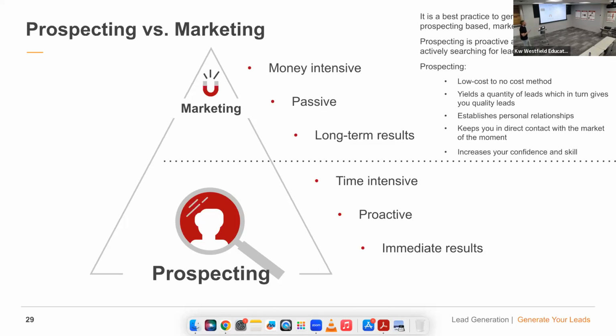meaning it doesn't cost me money to pick up the phone and dial. It yields a quantity of leads, which in turn gives you quality leads. Again, it's like I may call 100 people or message 100 people or do whatever. Eventually, I'll get quality from that quantity.